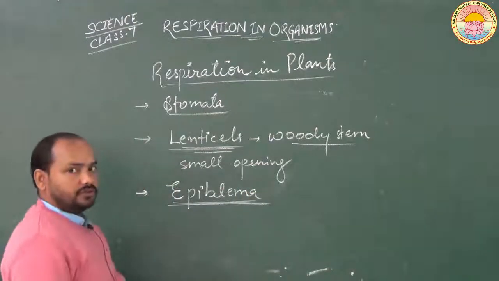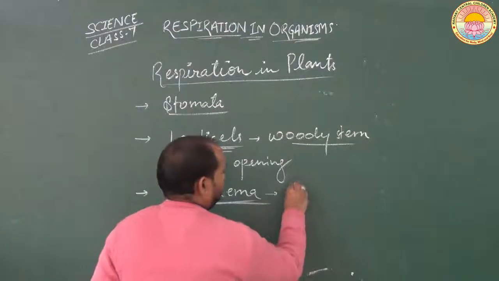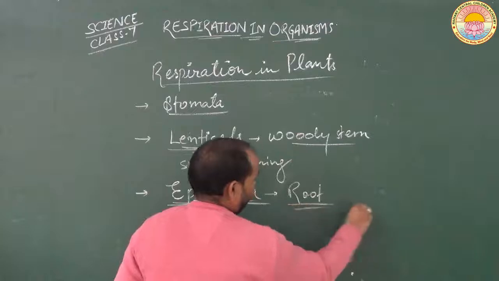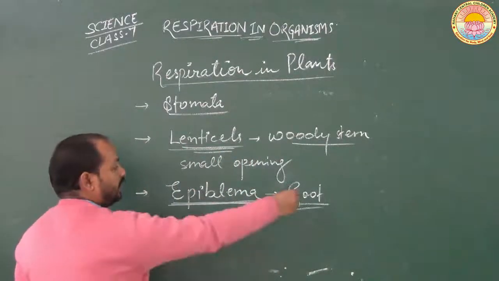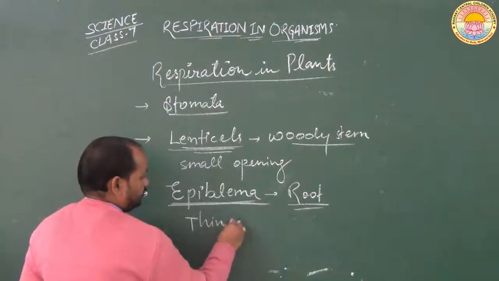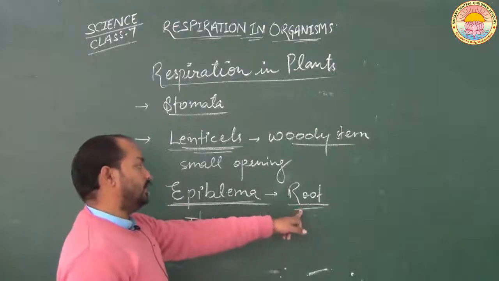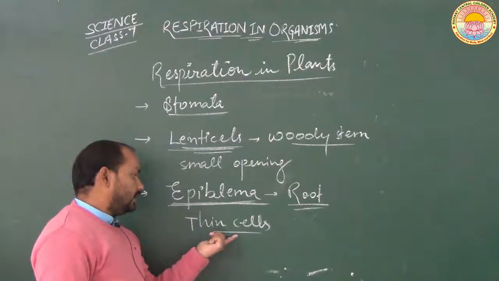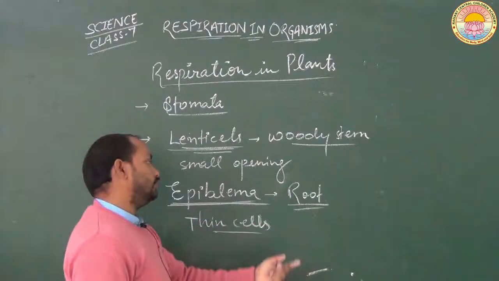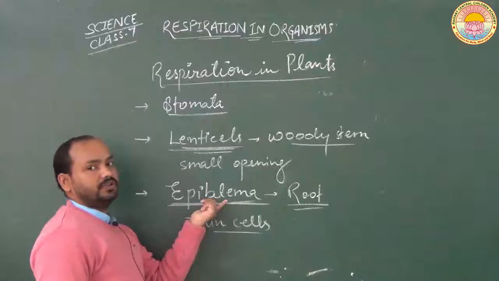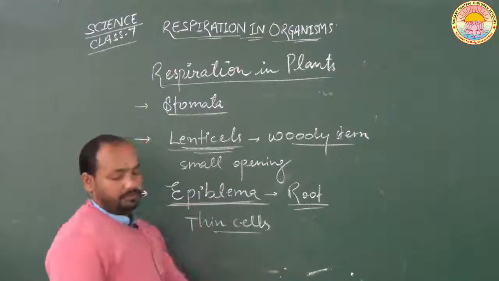Epiblema is also a structure that helps the plants to respire. Epiblema is found in the root of the plant, and the root of the plant respires through epiblema. Epiblema is the layer of thin cells that is found on the outer surface of the root and allows the roots to exchange oxygen and carbon dioxide. In this way, the root of the plant respires through the epiblema.